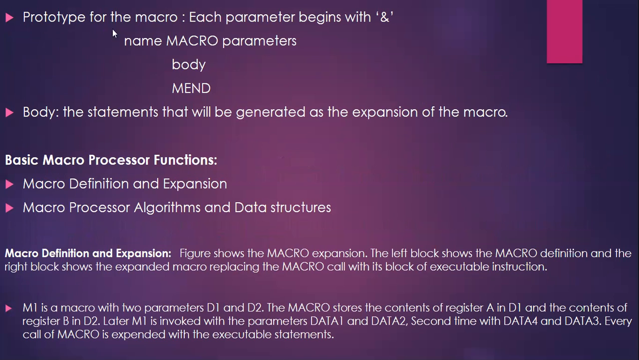Now, the prototype for the macro. Each parameter begins with an ampersand. The name of the macro, whatever we are providing, should come first. Then the directive MACRO, followed by the parameters. Observe that each parameter should always begin with an ampersand. However many parameters you want, you can include, separated by commas.